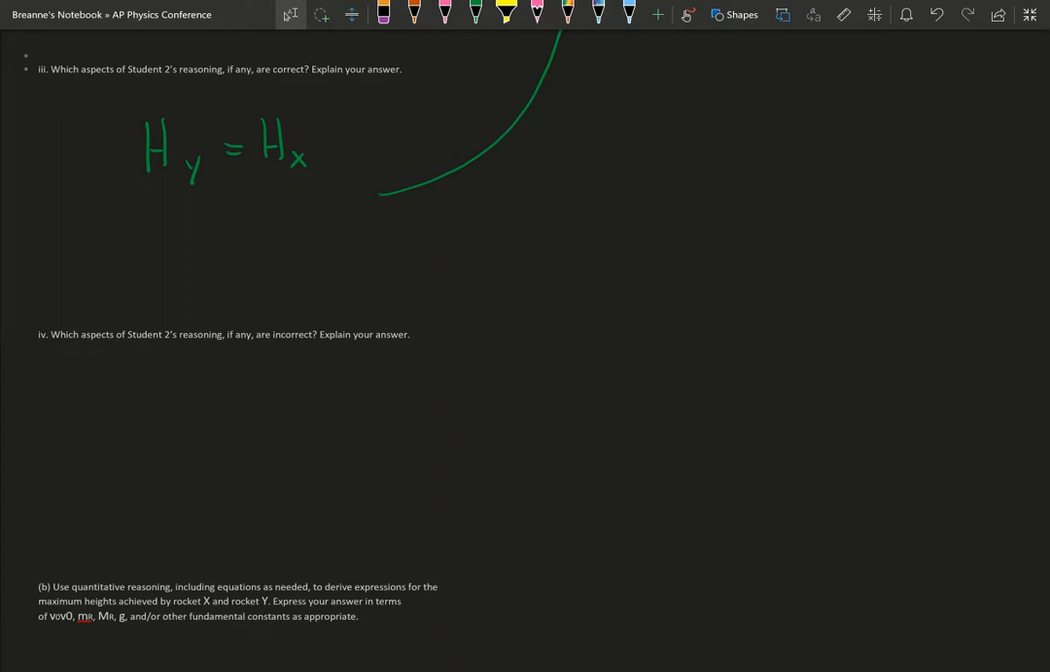Then for part I, we're looking for what's incorrect. And again, you can sit there and look at what's above. So a couple of things he said were incorrect. He said that the kinetic energies were the same. So we know that they're not the same because of our kinetic energy equation. If your mass increases, your kinetic energy has to increase.